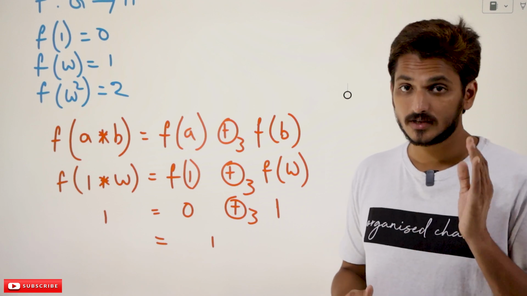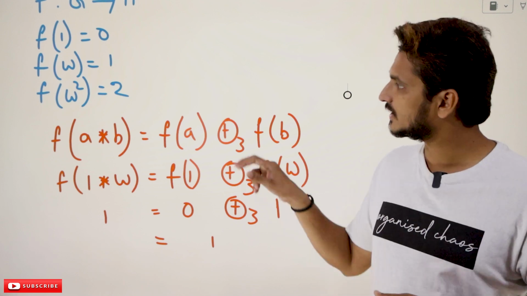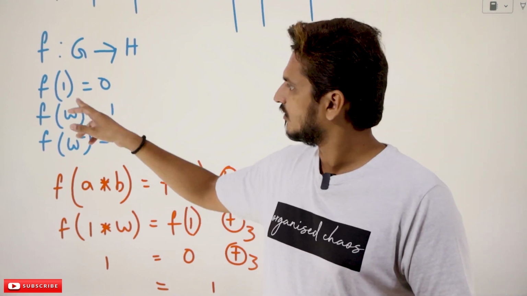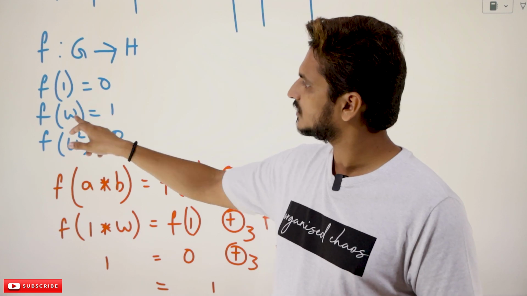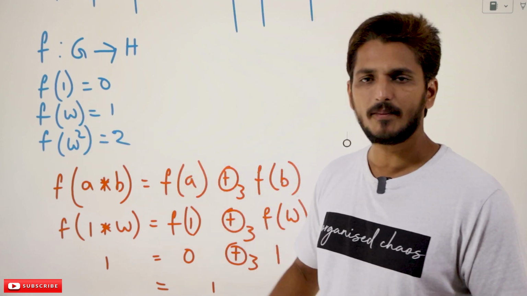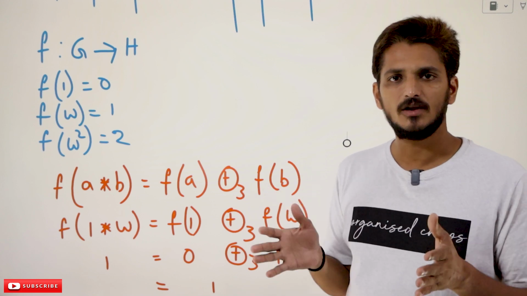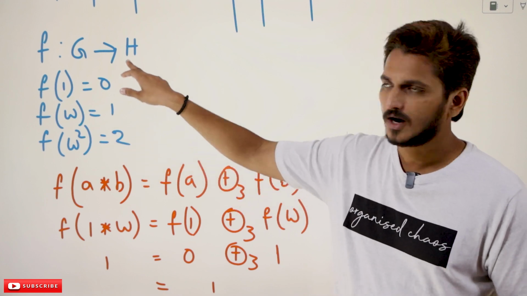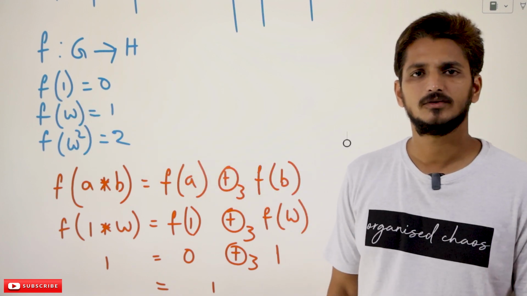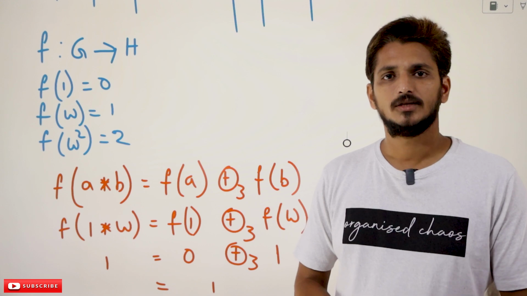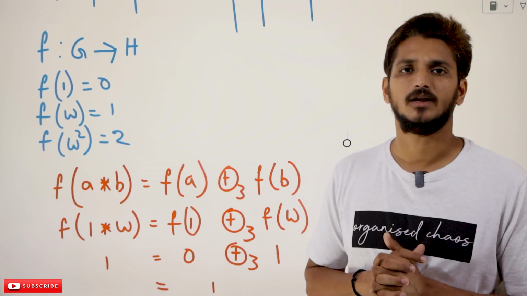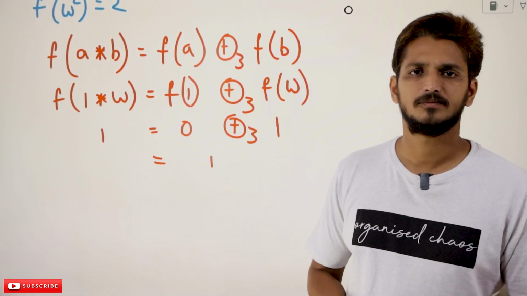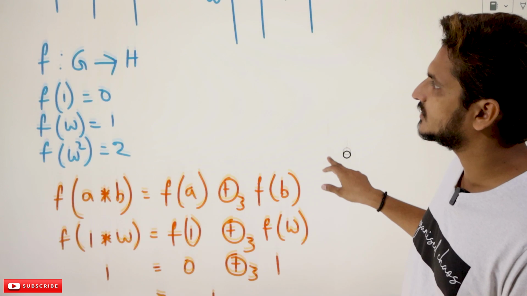And the next two conditions: whether it is a bijective function or not. Bijective function means one-to-one and onto. See here, it is a bijective function. 1, omega, omega square: 1 maps to 0, omega maps to 1, omega square maps to 2. The 3 elements are mapped differently, so it is one-to-one. All the elements in H are mapped to, so it is an onto function. So it is both one-to-one and onto. Now this we call an isomorphism. Hope you understand what isomorphism means.